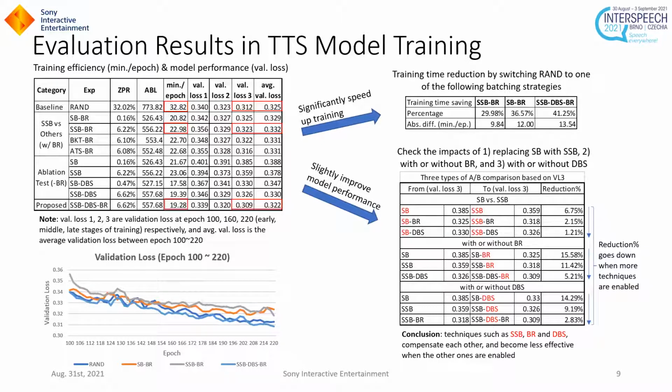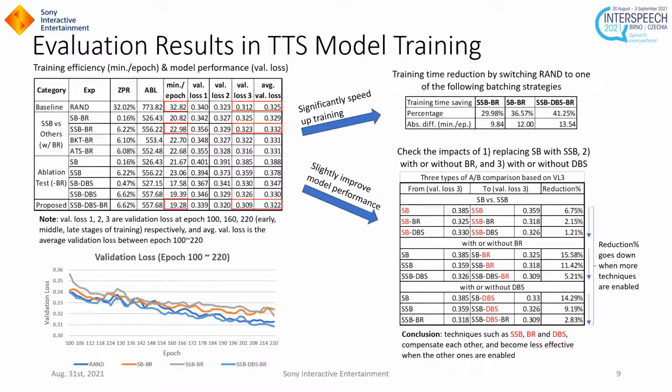The figure below shows detailed validation loss for 4 different batching algorithms. It clearly shows SSB-DBS-BR has some advantage to lower the validation loss through the training. The upper right table shows how much percentage of training time can be saved if we use more advanced batching algorithms with a combination of different techniques compared with the baseline of random batching. Actually, it reduces more than 40% training time if SSB DBS BR is used instead of random batching.